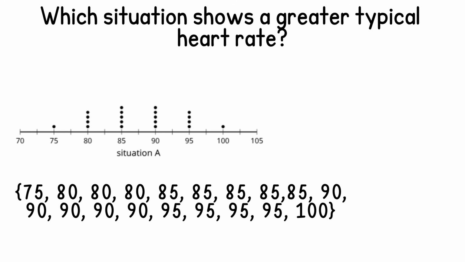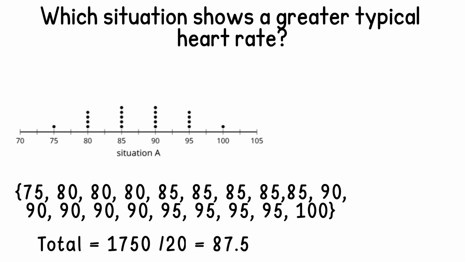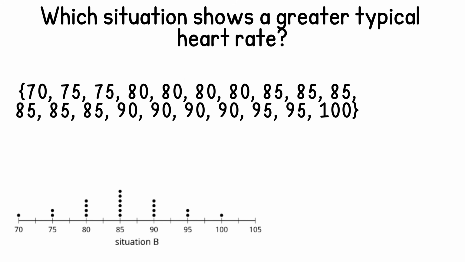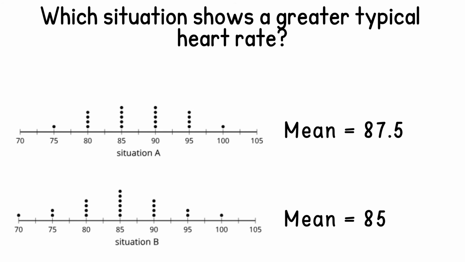Now let's decide which situation shows a greater typical heart rate. We'll start with situation A, so we'll add up all of our data points. This gives us a total of 1,750. Now we'll divide by the 20 heart rates that we have, which gives us a mean of 87.5. Now let's look at situation B. We'll represent each dot with a data point, and when we add all of the data points, we get a total of 1,700. Then we'll divide by the 20 heart rates, which gives us a mean of 85. So now we can see that situation A has a higher mean at 87.5.